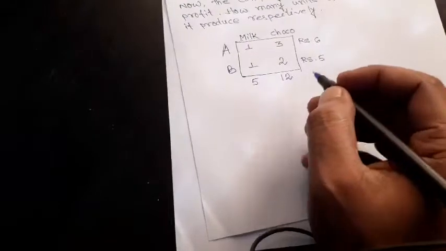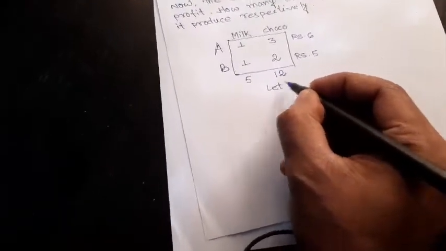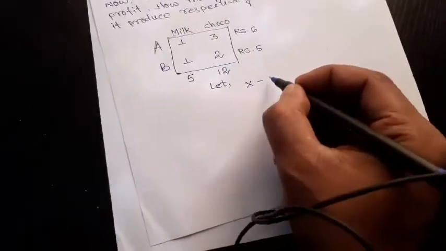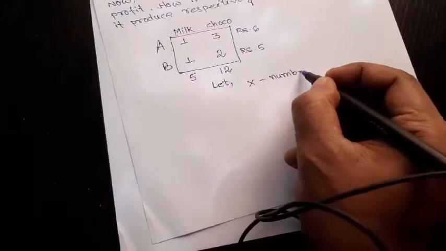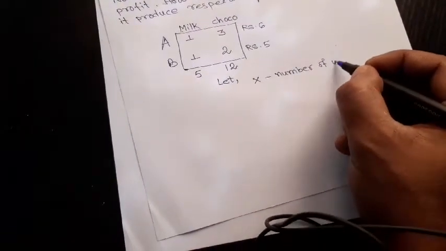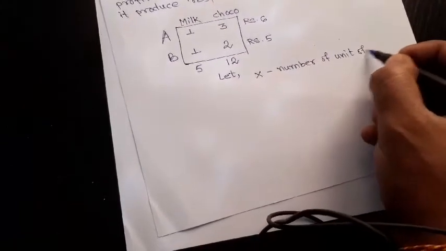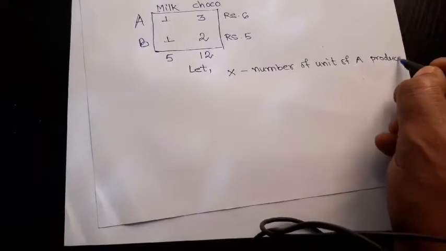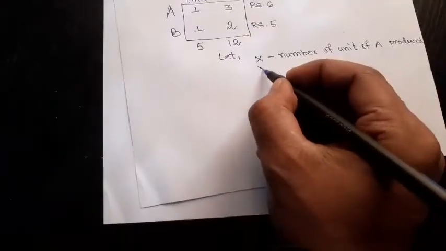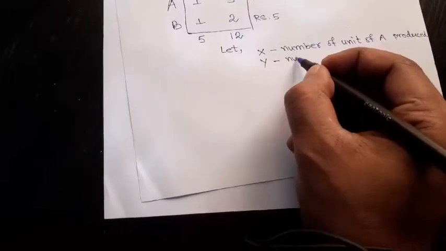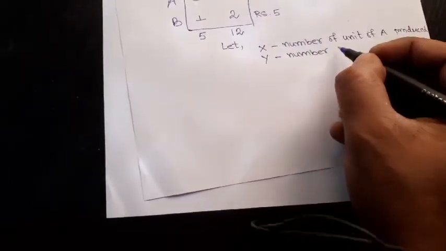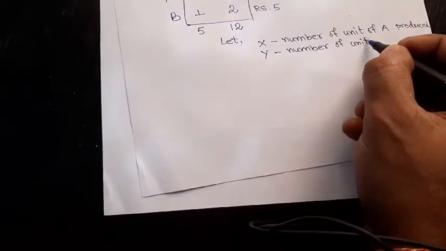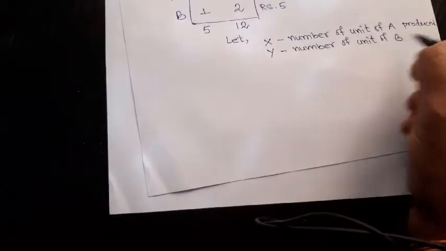To do so, first of all we need to consider how many units of product A and product B we are going to produce. So let X be the number of units of A to be produced, and consider Y is the number of units of B produced.